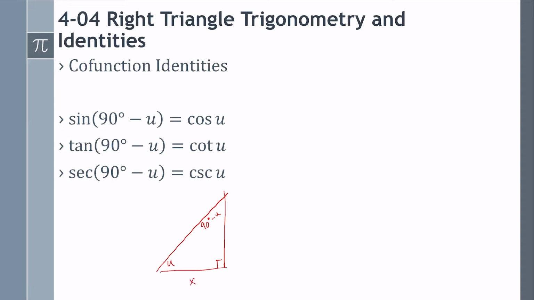So the other angle would be 90 degrees minus u. So if I call my sides x, y, and h, for example, cosine of u would be the adjacent over the hypotenuse. Sine of 90 minus u, the other angle, is the opposite, x, over the hypotenuse. Notice they're the same thing. And that is why sine and cosine, tangent and cotangent, secant and cosecant are co-functions. You get the same thing if you use the other angle in the right triangle.